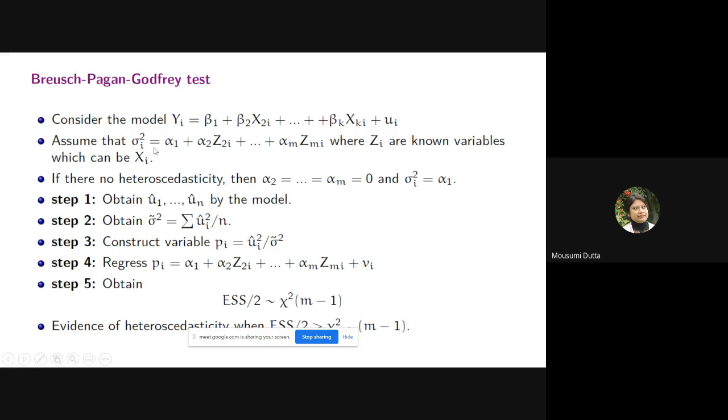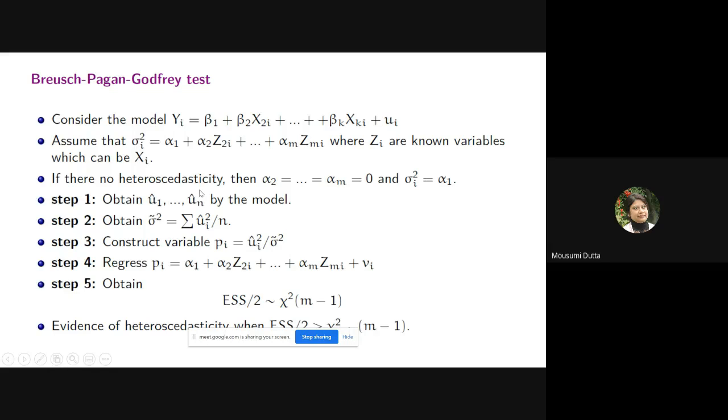Then I'm considering sigma i square as a function of different values of zi's, where zi's are known variables and can be xi as well. So it can be explanatory variables of the model or some known variables. So sigma i square is known up to zi, where zi are some series of known variables, or it can be xi's itself.